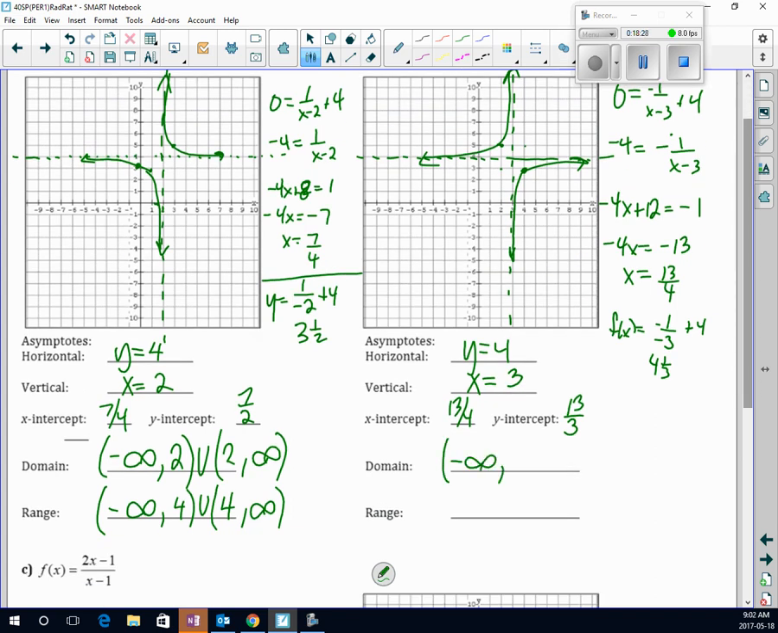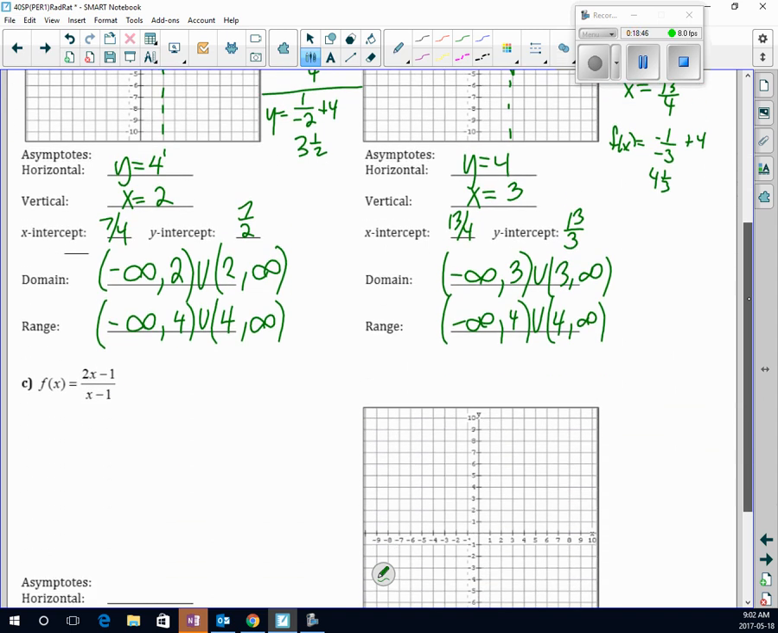What's the domain? Negative infinity up to 3, 3 to infinity. What's my range? Negative infinity up to 4, 4 to infinity. Everybody good?